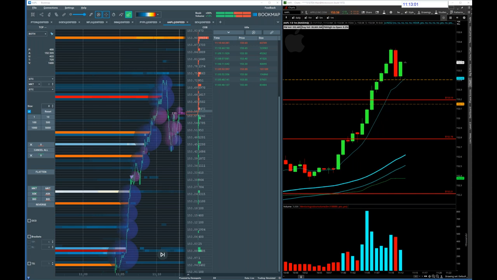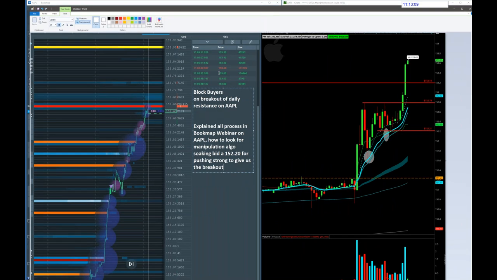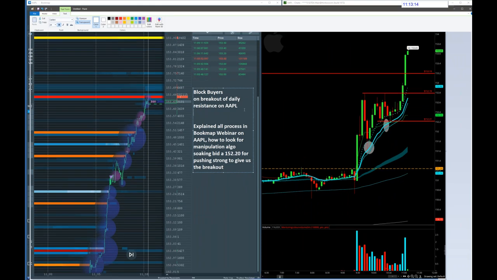So I'm writing something for our members, Bruce, that I wanted to be very clear. We have block buyers on the break of the daily resistance on Apple, okay? First at 152.80. Then we have a second one, 153.20, all right? So we have two big resistances. How to look for manipulation algos soaking the bid at 152.20, which we saw before, pushing strong to give us the breakout.